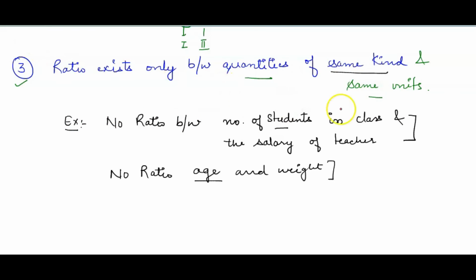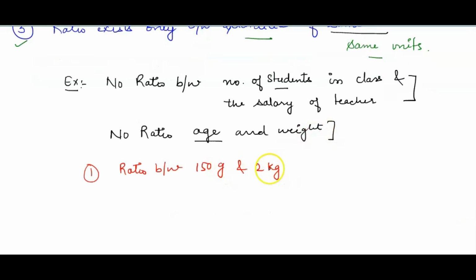Now if we talk about same units, suppose you have to find the ratio between 150 gram and 2 kg. You have to find the ratio between the same units. So if you are given kg, either convert it into grams, or if you have grams, you can convert into kgs. You have to convert one of them. As we know, 1 kilogram is equal to 1000 grams, so 2 kilograms is equal to 2000 grams.